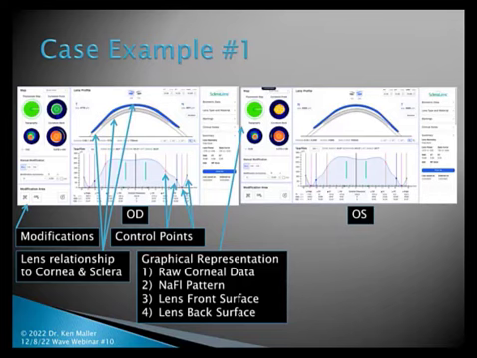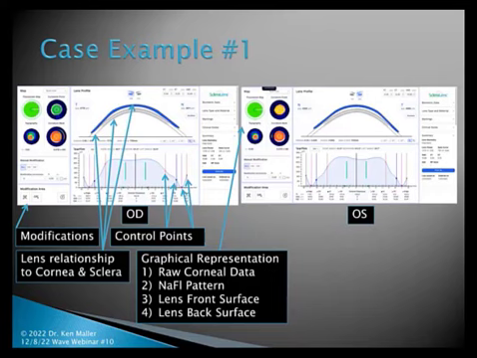We see the raw corneal data. So that's the import of the data that was collected by the Pentacam directly into Wave. So that's what Wave thinks the cornea looks like based on what we sent to it from the Pentacam data. And that's that lower left screen. And you can see it looks very similar to the graphic that we saw on the Pentacam screen.